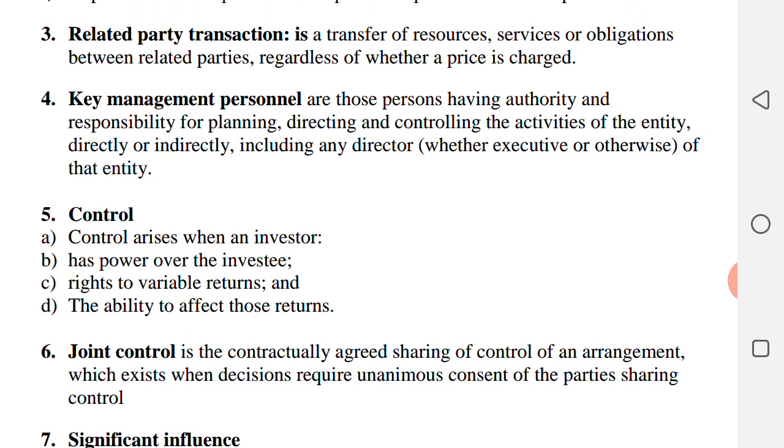What is key management personnel? They are those persons having authority and responsibility for planning, directing and controlling the activities of the entity, directly or indirectly, including any director. So any person that controls the activity of the reporting entity, directly or indirectly, is key management personnel, such as the executive directors and the top managers. They are related parties to the company. Their wife, children, dependents and domestic staff are also related parties to the company.